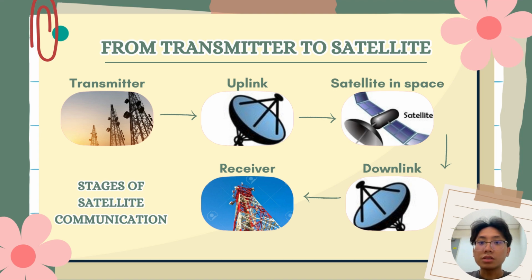Then the signals travel to the reception. The receiving ground station or user device equipped with a radio receiver captures the downlink RF signals. These signals are then demodulated and decoded to retrieve the original data, voice, or video information.